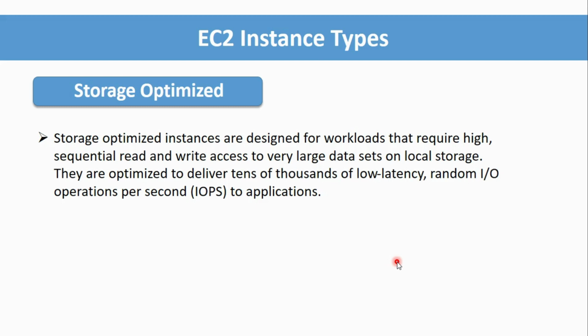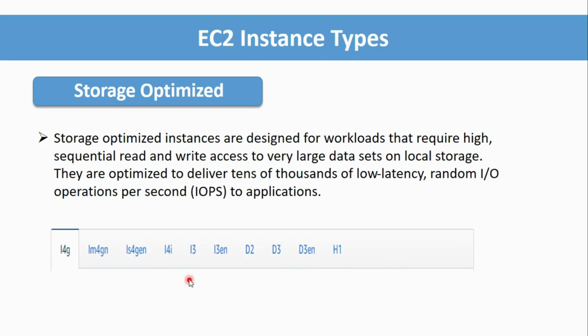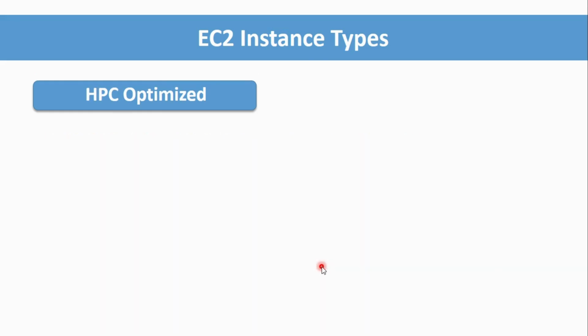And if you look at the storage optimized instances, sometimes you require more storage. So you can go with the storage optimized server configuration basically. And if you look at the instance types, you can see I series and D series over there.